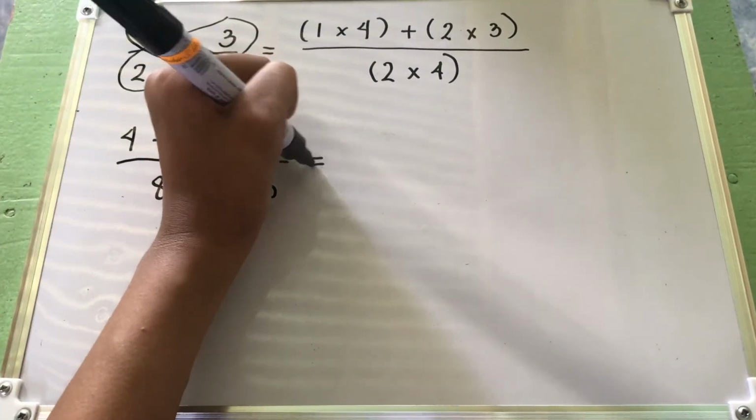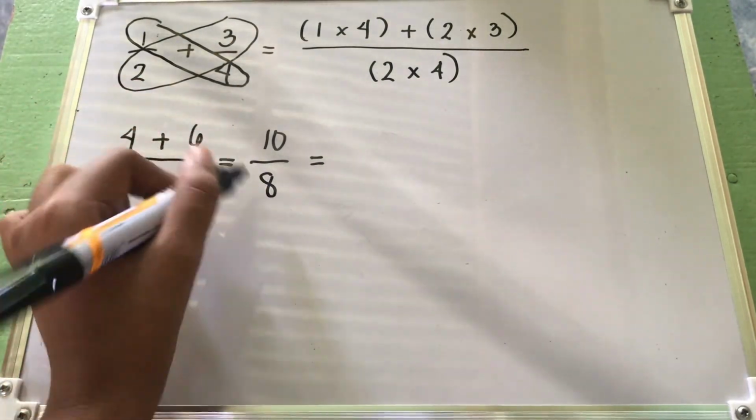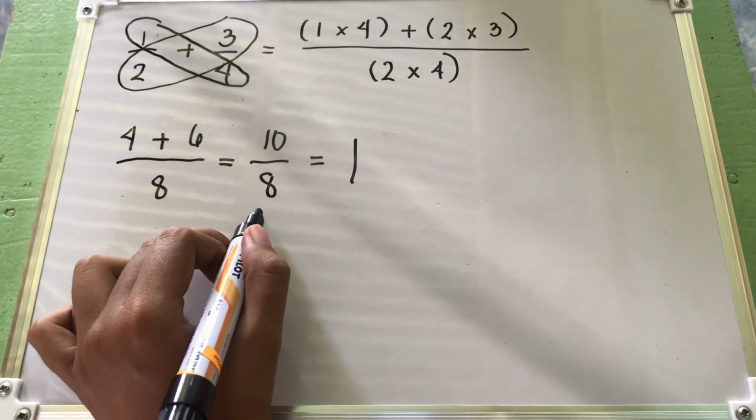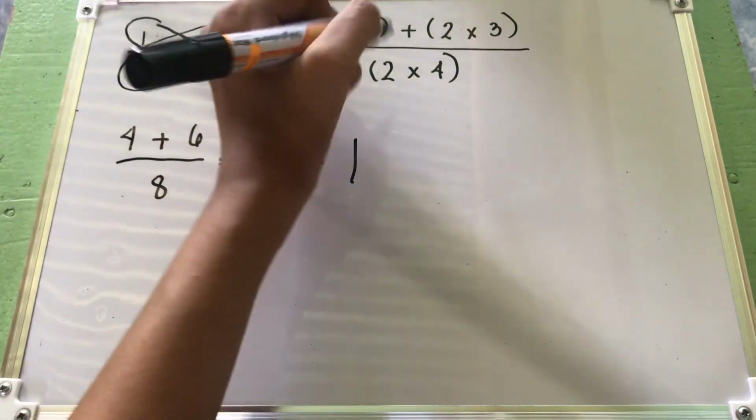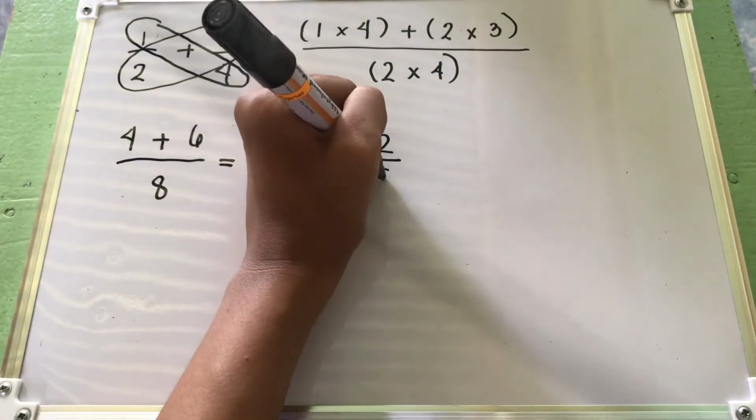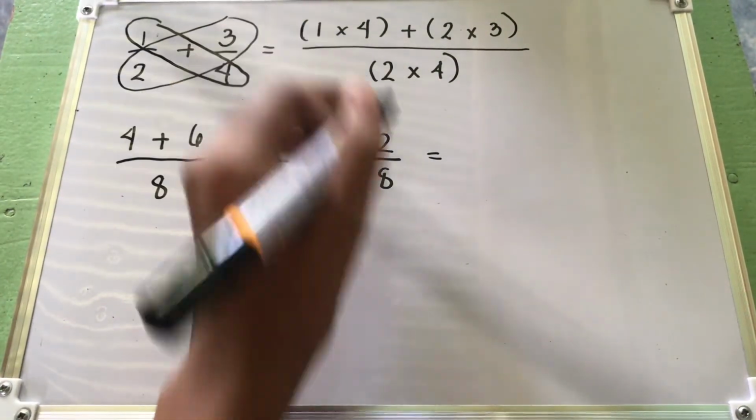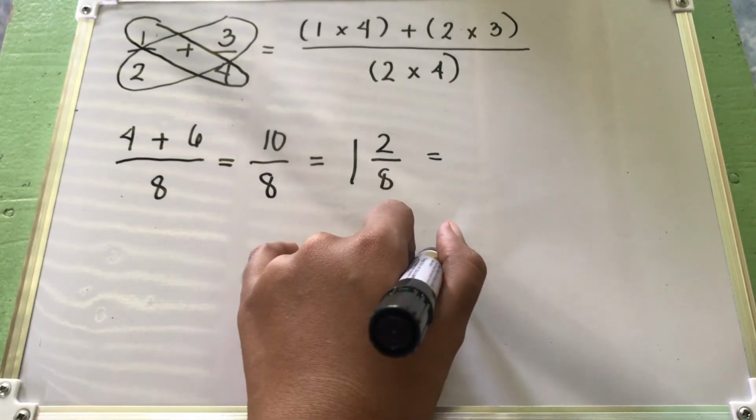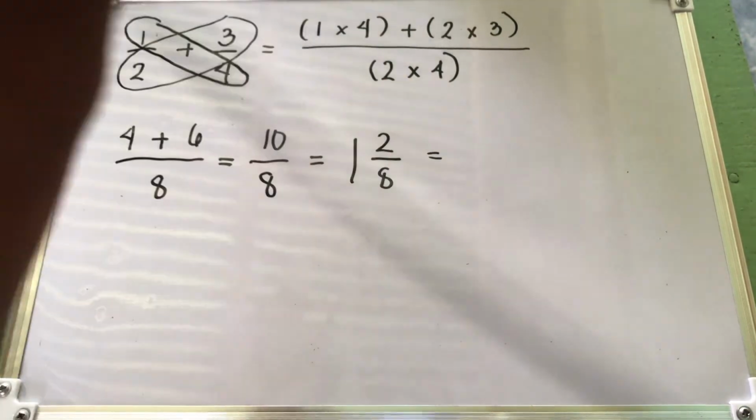Now, we will reduce this to lowest term. 10 divided by 8 equals 1. 1 times 8 equals 8. 10 minus 8 equals 2. Over, copy, 8. Now, we will still reduce this to lowest term. It's not yet done. So, we will reduce it.